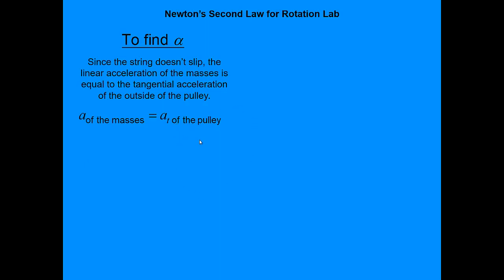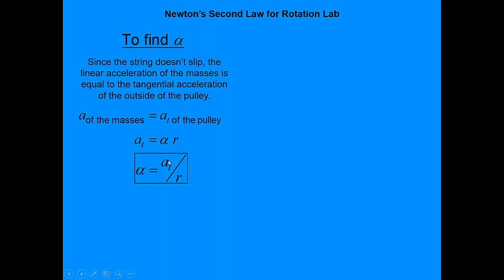And we know how to calculate the tangential acceleration of the outside of the pulley. It's angular acceleration times the radius, I'm sorry, that should say the radius of the wheel. I guess it's a pulley, right? It's just a big wheel pulley. And one step of algebra, and this is how we can calculate the angular acceleration.